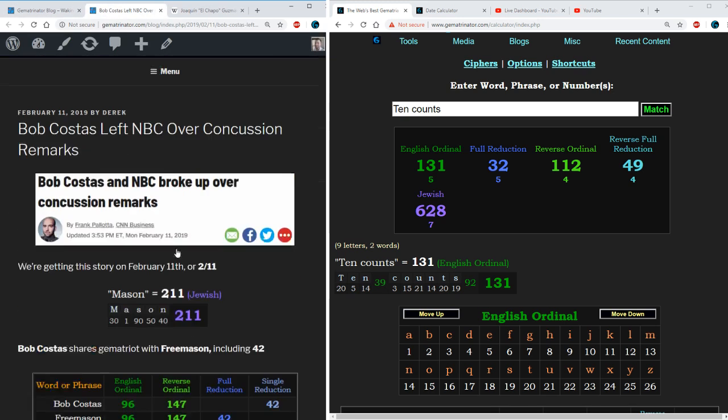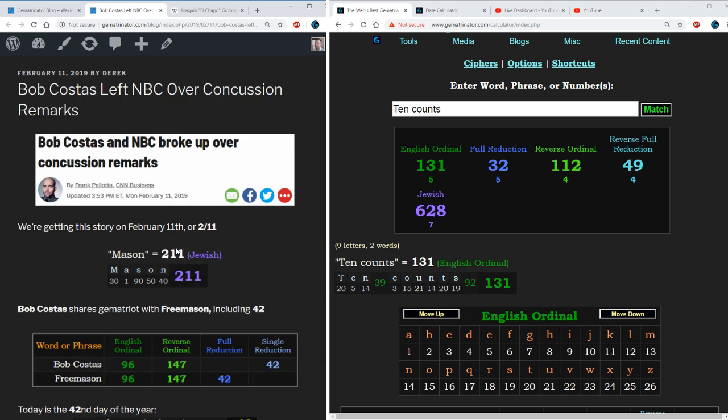Here's another story that was done completely by the numbers. Yesterday, Bob Costas was in the news because we learned that he broke up with NBC over his remarks about concussions, or how concussions were ruining the NFL.